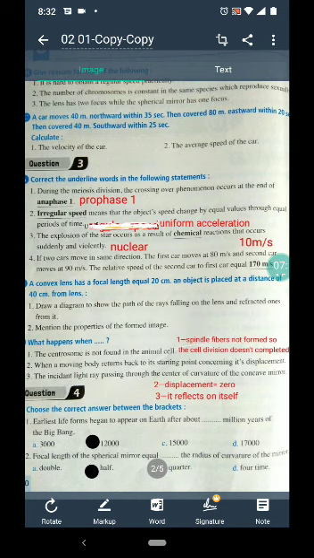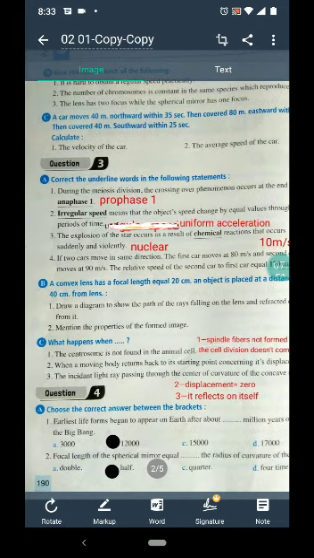Number 4: if two cars move in the same direction, the first car moves at 80 meters per second and the second car moves at 90 meters per second. The relative speed of the second car to the first car equals? Since it says in the same direction, we take the speed of the second car minus the first car, which is 90 minus 80. So the answer will be 10 meters per second.